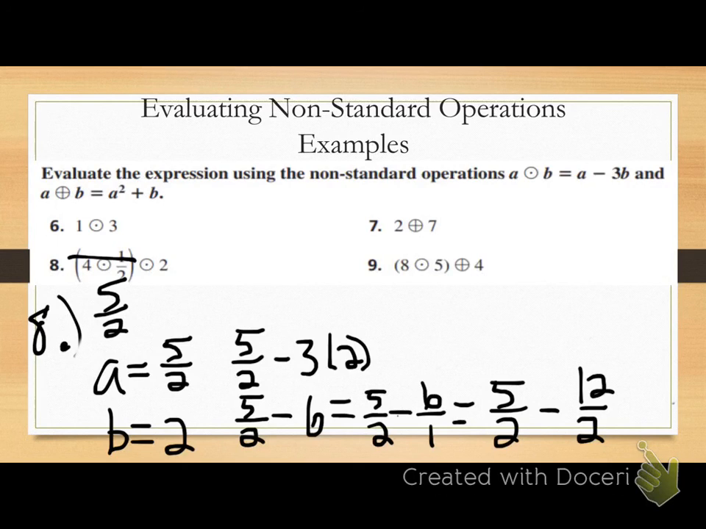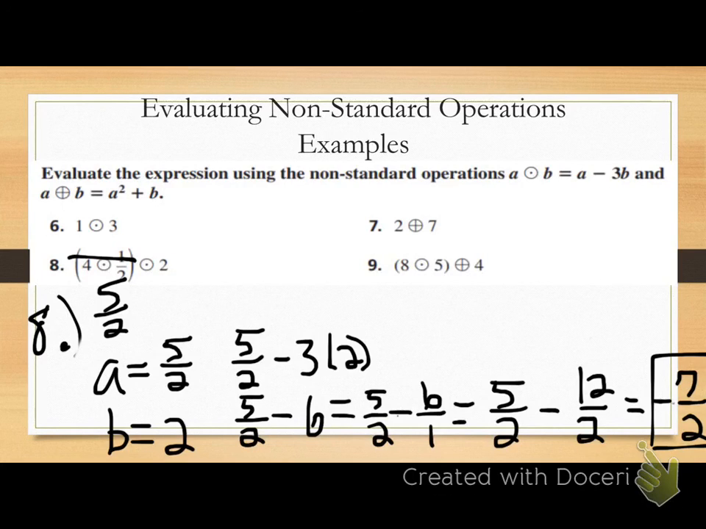Everyone good adding, subtracting fractions without a calculator? Yeah. It's 5 minus 12, negative 7 over 2. Is that my final answer? Yes, it is. I've accounted for all my operations. Any questions on number 8?